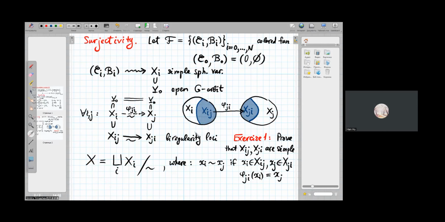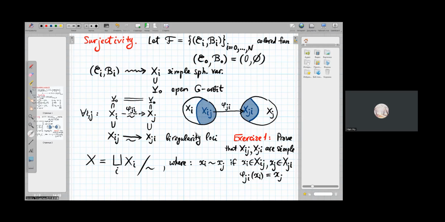Yeah. I think we should prove the well-definedness of the gluing, because different Xij, for example, if a point in Xij and in Xkj are pasted to the same point in Xj, we should check that the two points in Xi and Xk are also related by some phi.